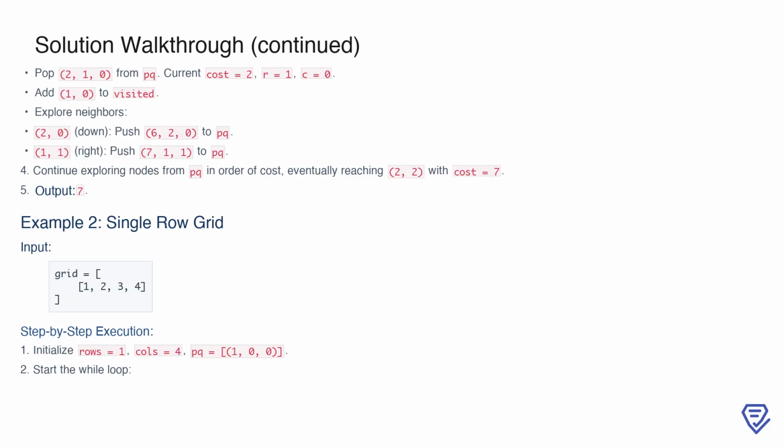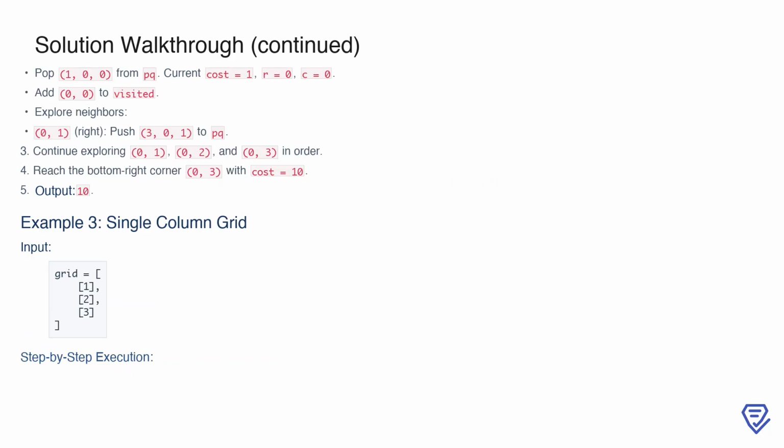Moving to example 2, we now consider a single row grid. For the single row grid, we again initialize rows, cols, and the priority queue. Here, rows is 1, and cols is 4, reflecting the grid's dimensions. The initial state of PQ contains 1, 0, 0, representing the top left corner. The algorithm pops this element, marking 0, 0 as visited and exploring its neighbor to the right, 0, 1, with a total cost of 3.